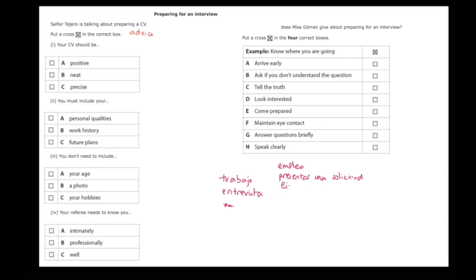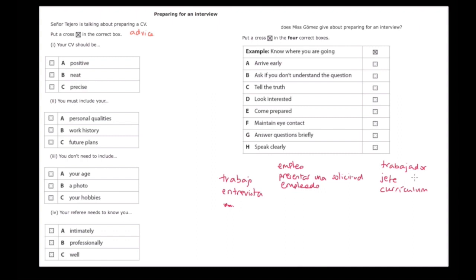Also words like empleado, employee, o trabajador, worker. Trabajador can be a worker or it can be hardworking. Also a word like jefe, boss. And also a word like currículum, which is what we call the CV most often. So this is generic vocabulary that you might encounter.